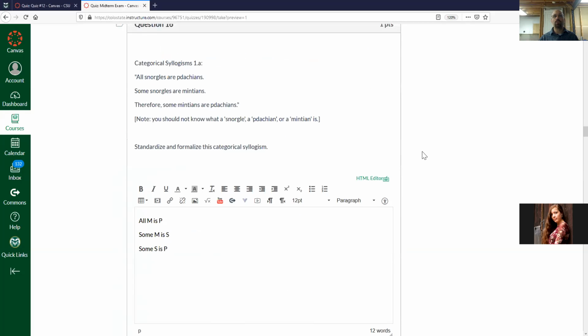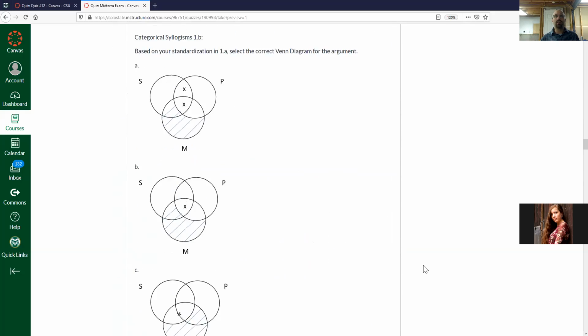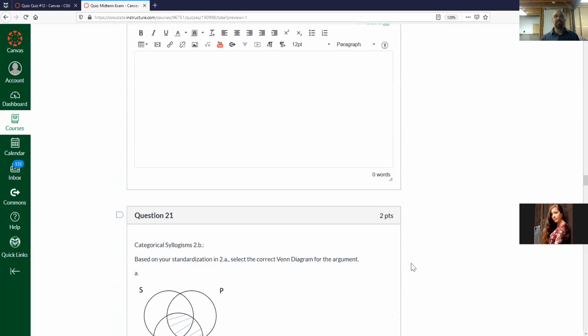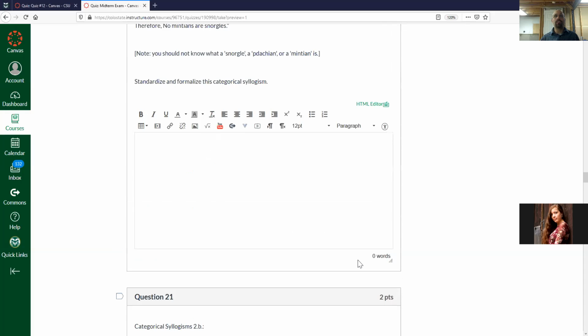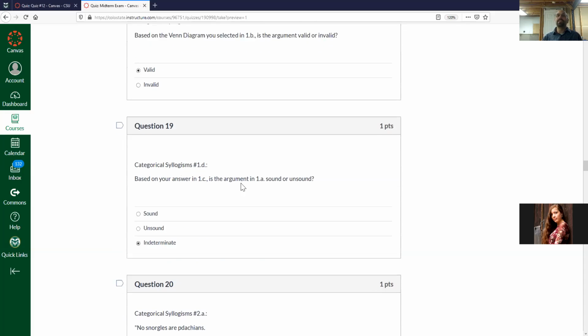Are these premises true? All Snorgels are Padachians. Some Snorgels are Menicians. Are those actually, in fact, true premises? We don't know. We have no idea what Snorgels, Padachians, or Menicians are. So we don't know if they actually have the relationship that the premises are saying they are. So in this case, it is indeterminate whether or not the argument is sound or not.